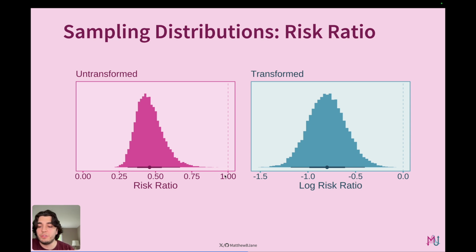And notice also that for a risk ratio, the null value is 1, because the numerator and the denominator are equivalent. But for the log risk ratio, the null value is 0, which pretty much allows you to say that for the directionality, negative is one direction, positive is another direction. For a risk ratio, less than 1 is one direction, and greater than 1 is another direction.